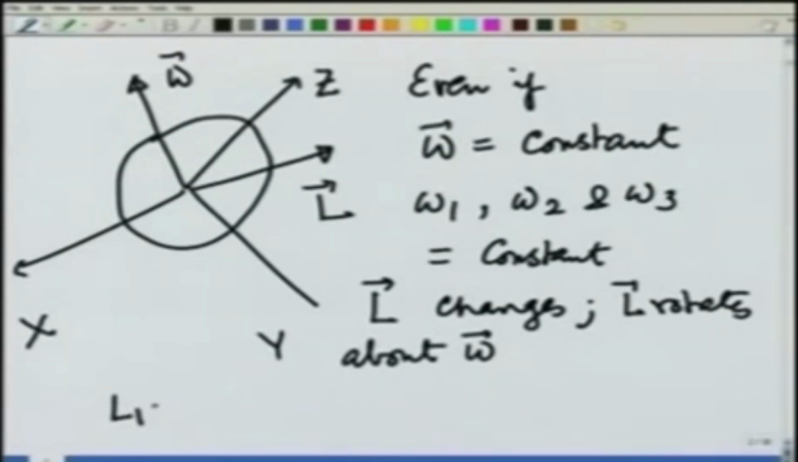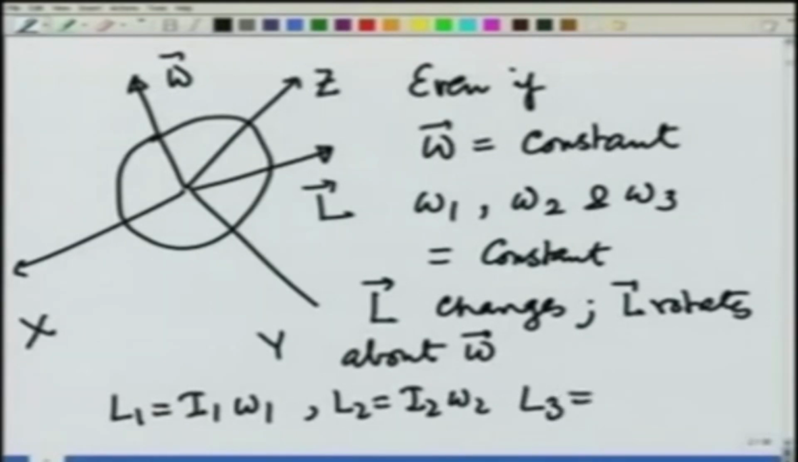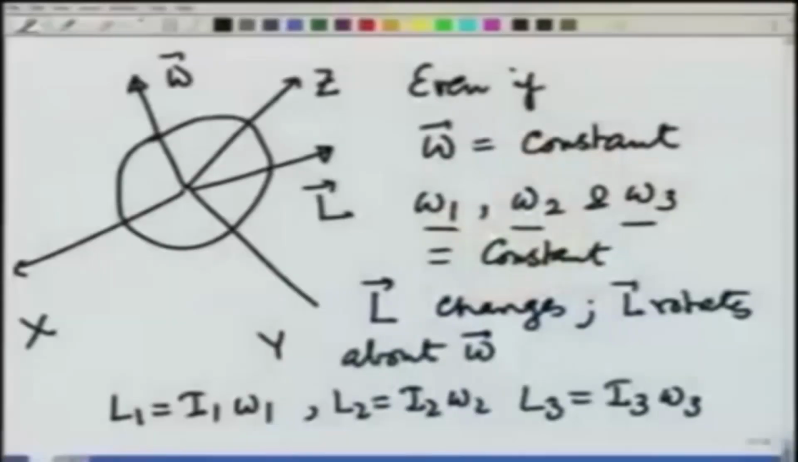Because L1 equals I1 omega 1, L2 equals I2 omega 2 and L3 equals I3 omega 3. All three are constant because omega 1, omega 2 and omega 3 remain constant, but the principal axes are themselves rotating. So these components, although they are fixed, they are rotating, and therefore L itself rotates about omega.